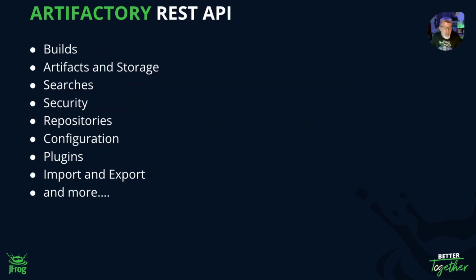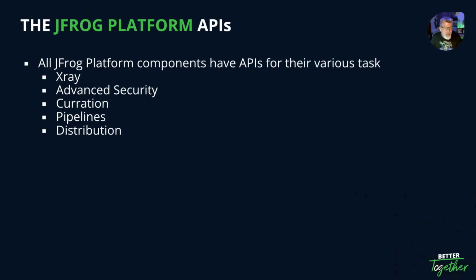This includes things like builds, artifacts and storage, search queries, security, repositories, information, creation, you name it. Also configurations. We have plugins. We have a thing called workers that we've just announced that'll be coming out that you can utilize also. Import, export, and much more. There's tons of information online about our REST API and how you can use it. We also have lots of examples in our GitHub, which is just JFrog on GitHub.